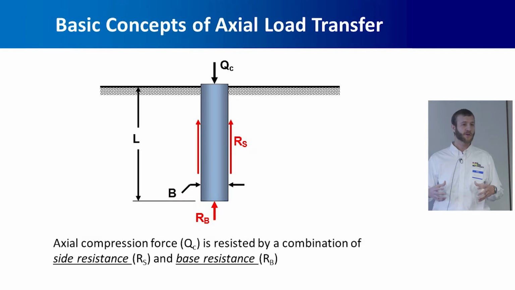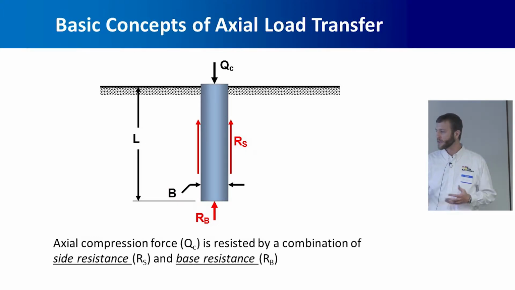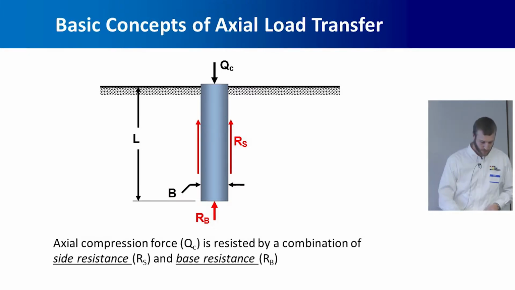So vertical or axial load on a shaft is resisted by two components: the side resistance, or essentially the friction along the side of the shaft, and then base resistance, or just the bearing of the base of the shaft on whatever material it's bearing in.